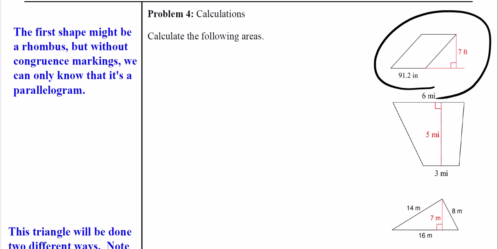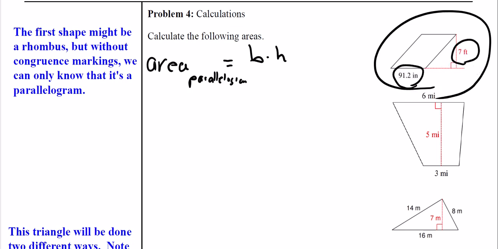It's definitely a quadrilateral, right? The black shape, by the way, not the red one. We're finding the area of this shape. It's definitely a quadrilateral. It's got 4 sides. It appears to be a parallelogram. We can't identify it as a rhombus for sure. So we have a base and we have a height. And we know that for a parallelogram, it's going to be the base times the height.